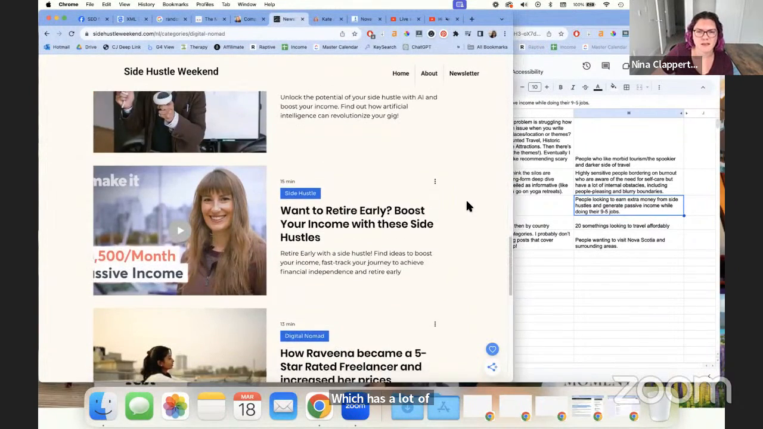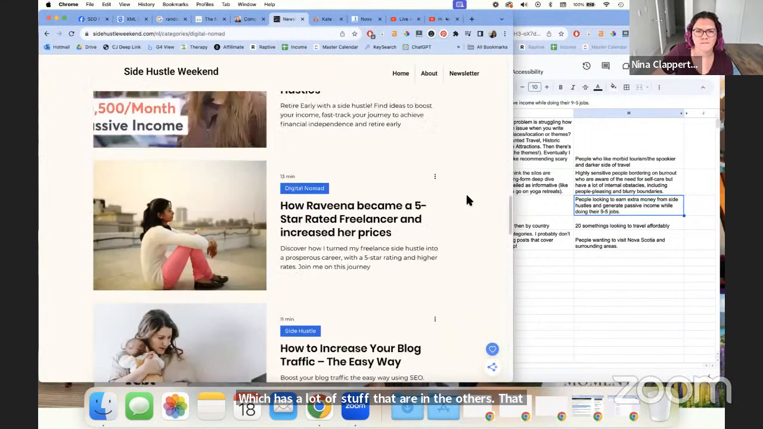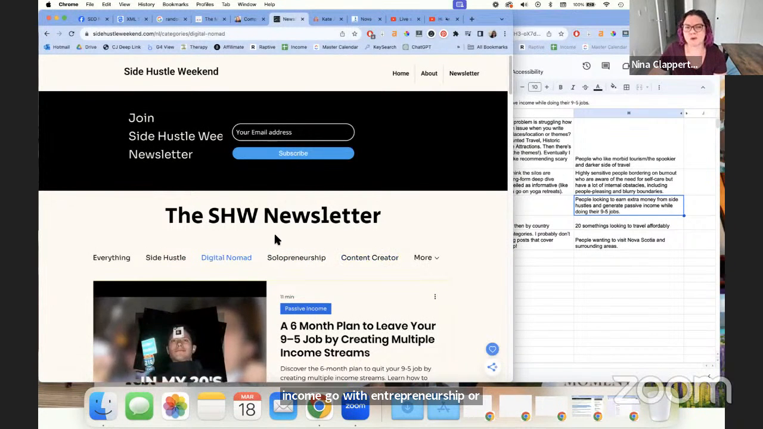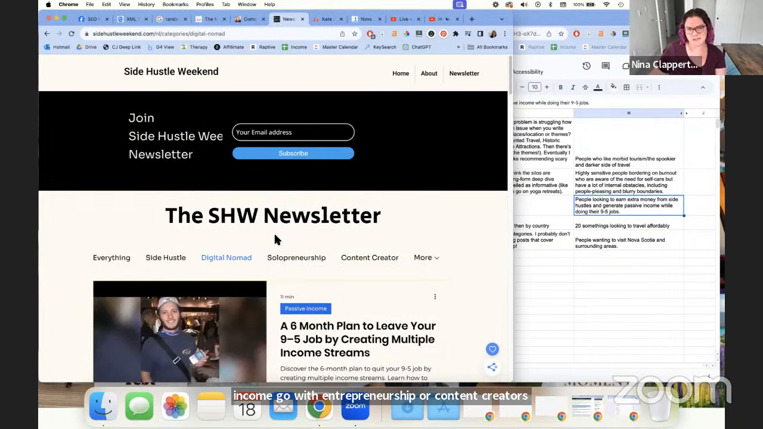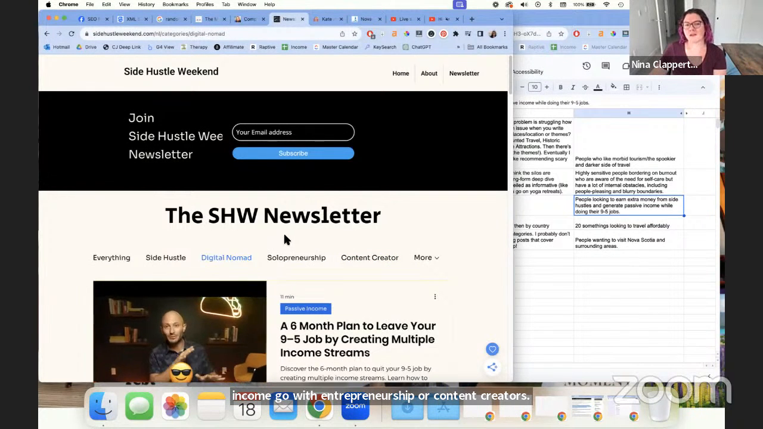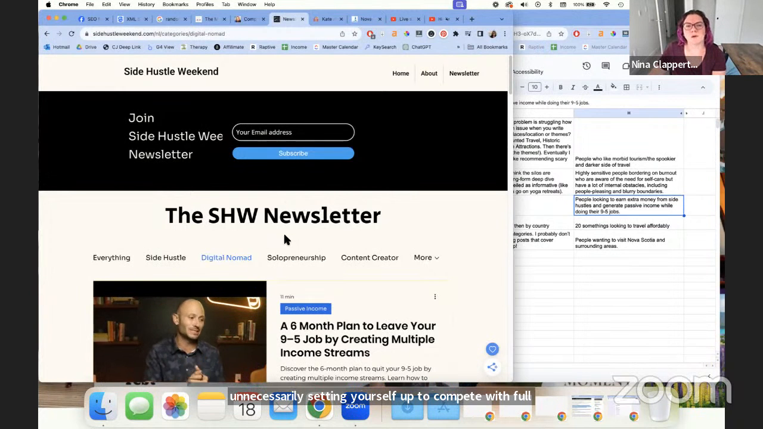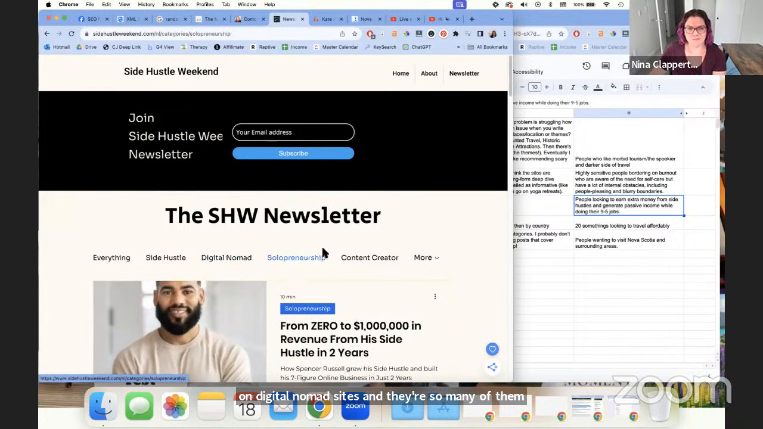Then we have digital nomad, which has a lot of stuff that are in the others. A lot of these posts, to me, the digital nomad ones already go with side hustle, passive income, solopreneurship or content creator. So I don't think we need this one. And you're unnecessarily setting yourself up to compete with full-on digital nomad sites, and there are so many of them. So I think we'd get rid of that.